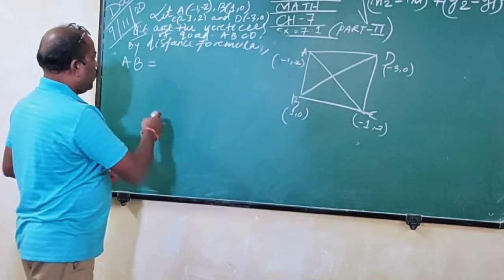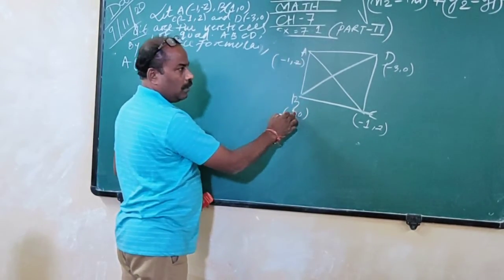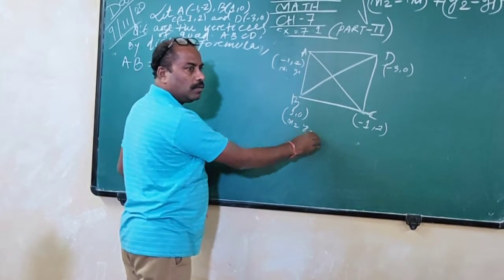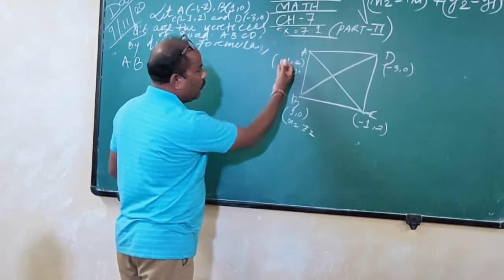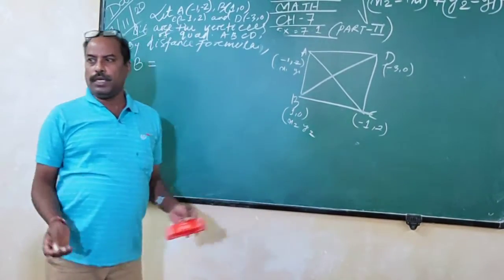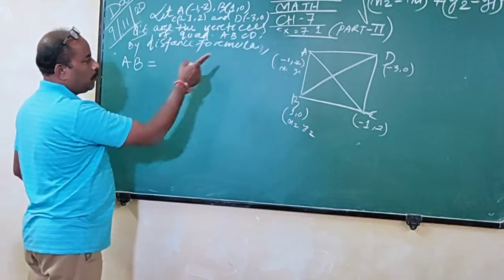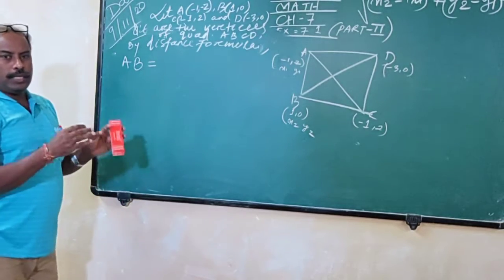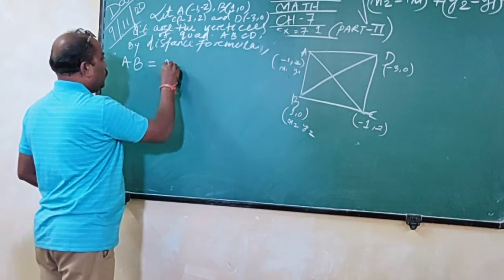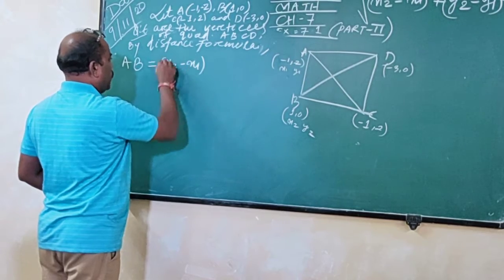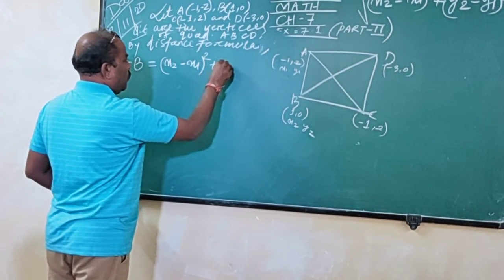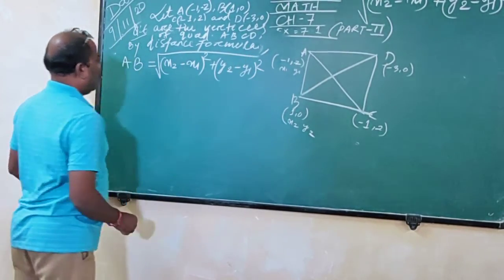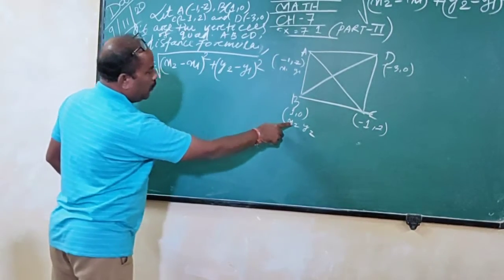AB. So when we go for AB, we take x1 y1, we take x2 y2, or you can take it the other way, no problem, any one you can write. So by distance formula for AB, x2 minus x1 we have to write always. So x2 minus x1 whole square plus y2 minus y1 whole square under root. This is the formula first. Then equal to, then you can put the values.